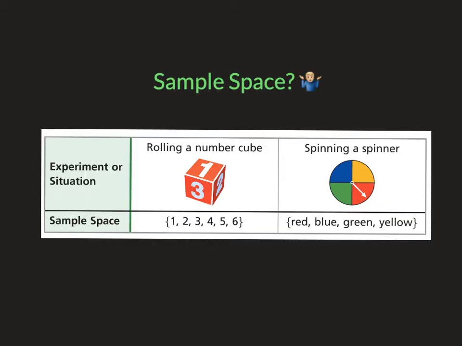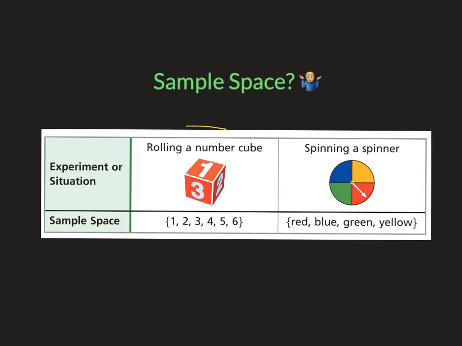Okay, so wait a minute. We just mentioned something called a sample space. I want to clarify this before we move on because sample space is going to be a big part of how we compute probability. Depending on what the experiment or situation is, your sample space will be different. But the sample space is the set of outcomes for that particular experiment or situation.